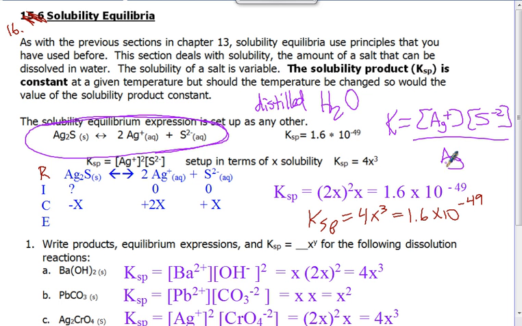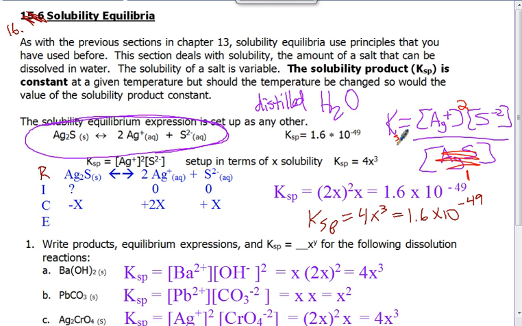And I'm making some mistakes up here. Oops, that's a 5, not an S. All right, what mistakes did I just make? It's a solid, so I should really replace the Ag2S with a 1. Replace that with a 1. What else did I make a mistake on? I made a coefficient error. This is a 2, so this should actually be squared.